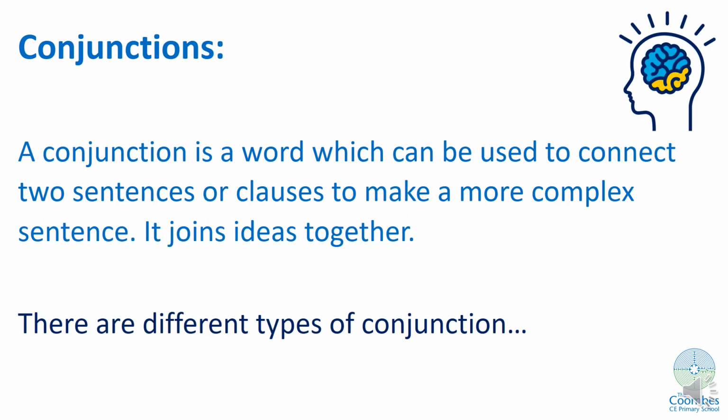Let's start by thinking about what a conjunction is. A conjunction is a word which can be used to connect two sentences or clauses to make a more complex sentence. A conjunction joins our ideas together. There are different types of conjunction though, so let's have a look and find out a little bit more.